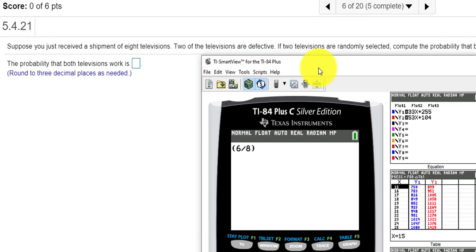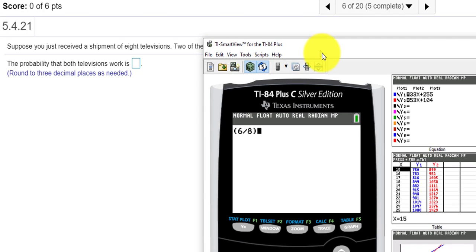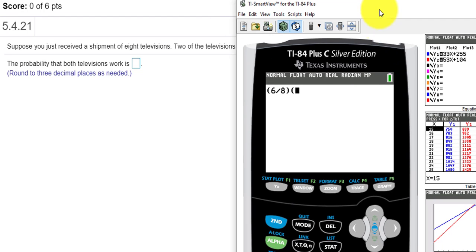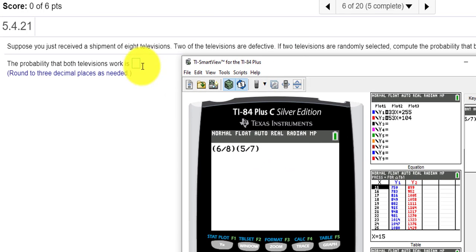Now, if the first one that I pick works, that means that for the next pick, there's one less TV and one less working television, right? So you could think of this as, for my second pick, there's only going to be 5 working televisions out of 7, because I've removed one. So again, let's just make sure we understand what's happening here.